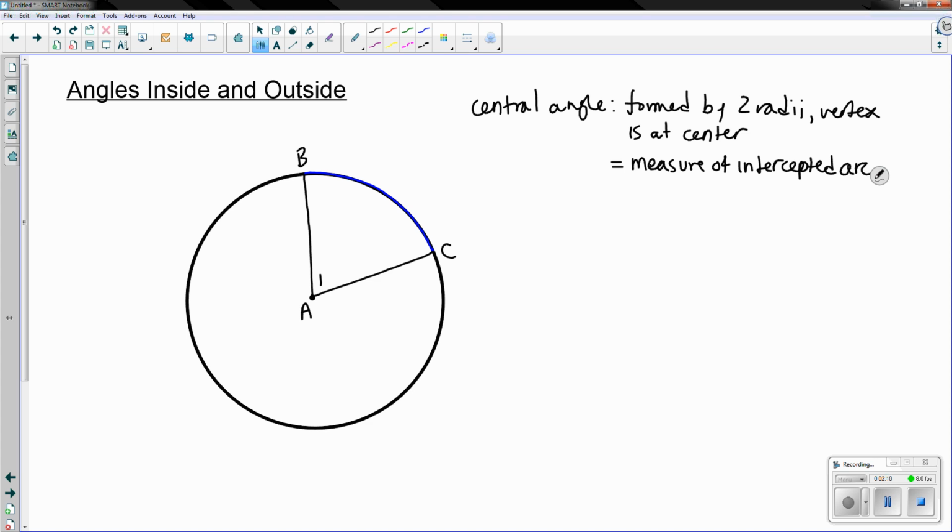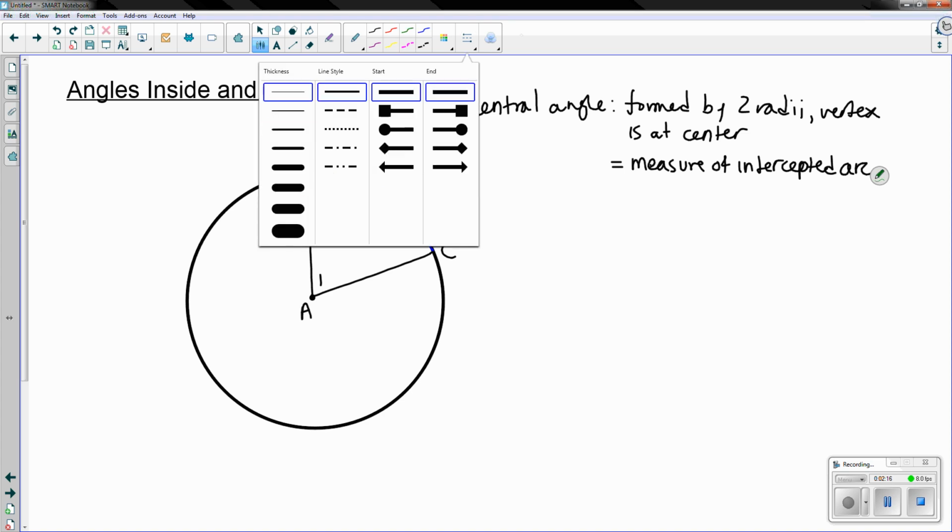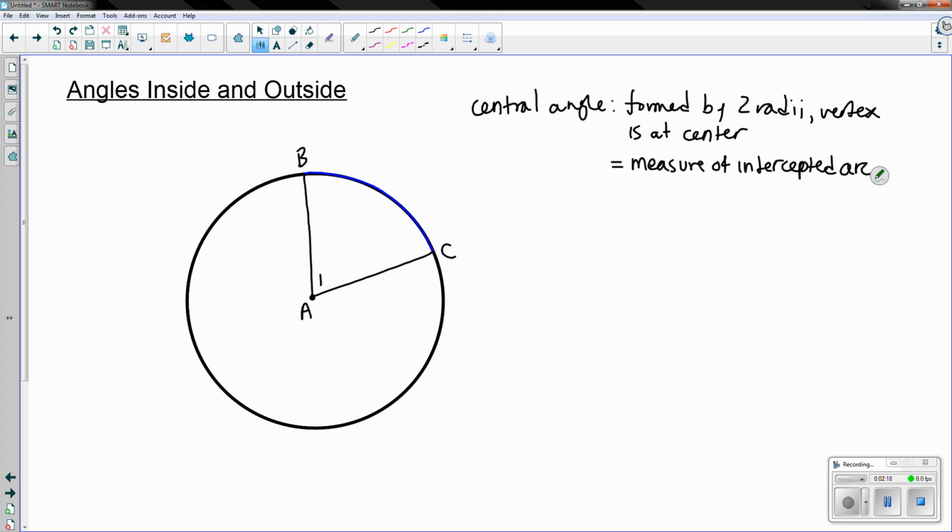Now, there are two different types of arcs we want to be aware of on the circle: a minor arc and a major arc. For arc BC, you may be wondering why we didn't go this way, because that's an arc from B to C as well. The one I have in blue is what we call a minor arc. It's less than half of the circle. A major arc is going to be more than half. And exactly half we call a semicircle.